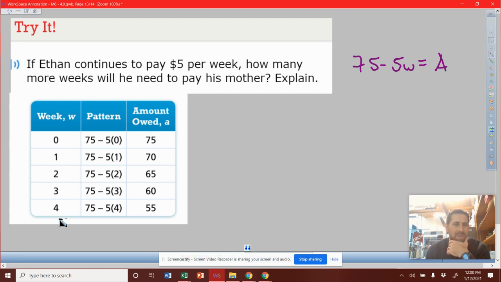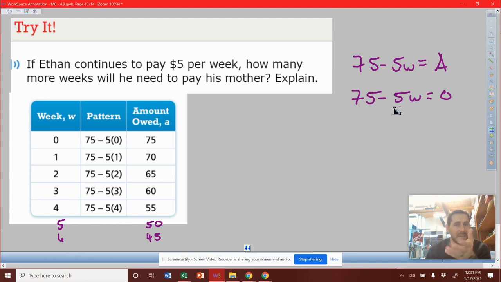So you can keep this table going if you want. You can do 5 and be down at 50. You can do 6 and be down at 45. That's going to take some time, right? So if he's paid his mom all the money that he owed her, how much money does he still owe her? That amount would be 0, right? So really what we're asking you is, can you solve this equation? So again, you can keep this going, or you could try to solve this equation.